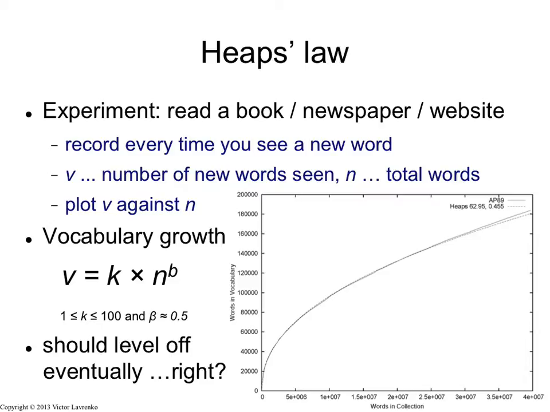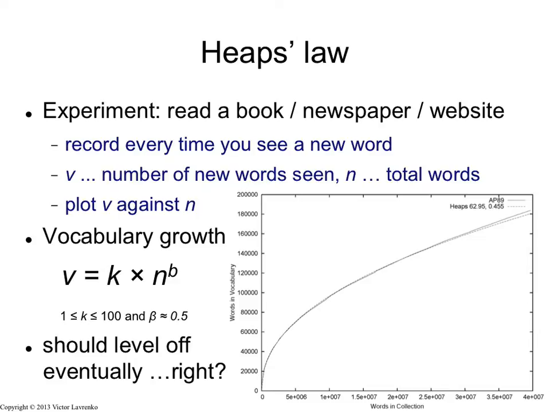The general formula is that you take N, the total number of words that you've seen up until this point, raise it to some power B, multiplied by some constant K, and you get the number of distinct words that you're going to see. Now, K and B, again, are parameters. K is typically in the range between 1 and 100, and B, or beta as I have it there, is usually a number around 0.5. And where do you get these parameters? Well, you have to fit them. Different corpora will have different K and B parameters.